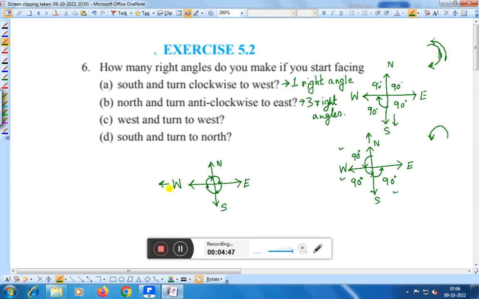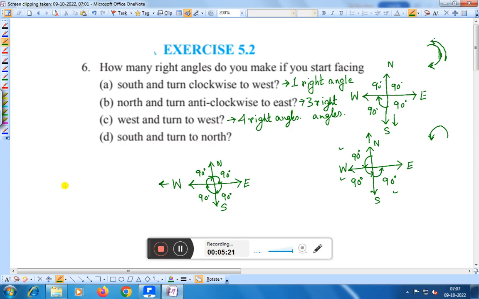That is you are going west to west. This is 90 degrees, this is also 90 degrees, this is also 90 degrees, and this is also 90 degrees. Right? That means how many right angles? 1, 2, 3, 4. That means you are getting 4 right angles.